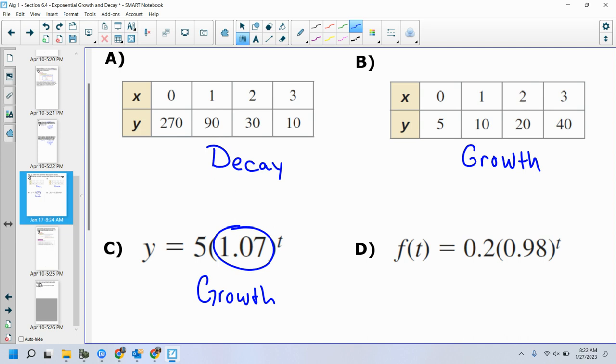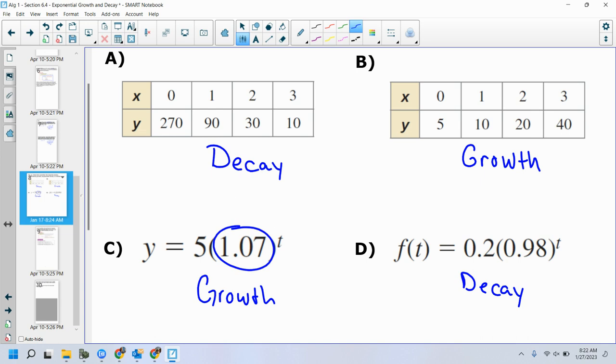What's the percent growth? How much is this growing? Mason? Elijah? Be careful. Just take off the 100. Just 7. Yeah. Just 7% growth. And how much did I start with? 5. Okay, this next one, what's that going to be then? Decay.